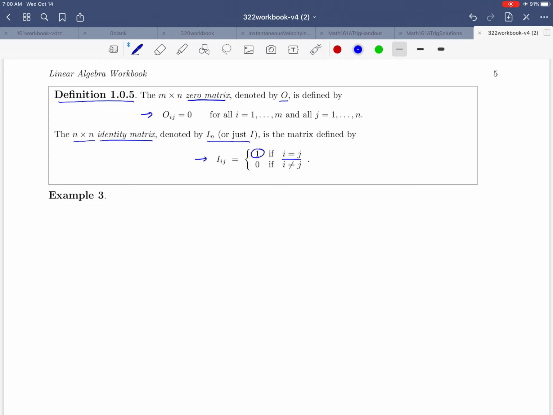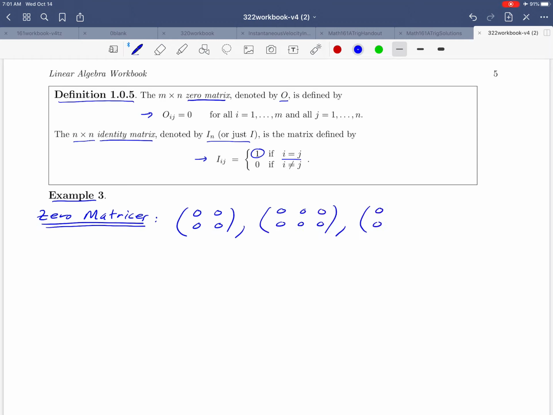Just to illustrate the two definitions here, let's write down some examples first of zero matrices. So again, a zero matrix is just a matrix that has zeros as all of its entries. So there would be the 2 by 2 zero matrix, or that's also a zero matrix. That's also a zero matrix. So basically, any matrix that just has all zeros in it is going to be called a zero matrix.